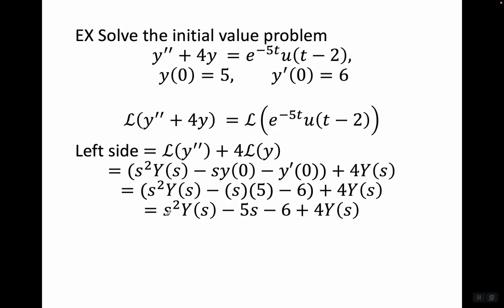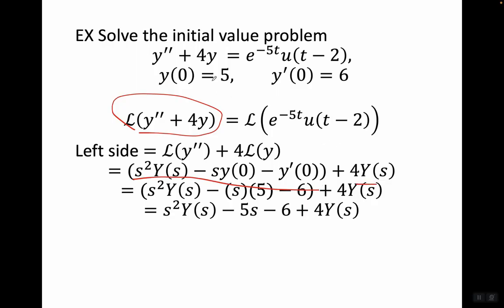So again, going back to this initial value problem, let's start with the left side. Left side is L of y double prime plus 4y. In other words, it's the Laplace transform of y double prime plus 4 times the Laplace transform of y. We're breaking up the sum and we're pulling out constants. We've seen before that this is the formula for L of y double prime, and L of y is just going to be capital Y of s.